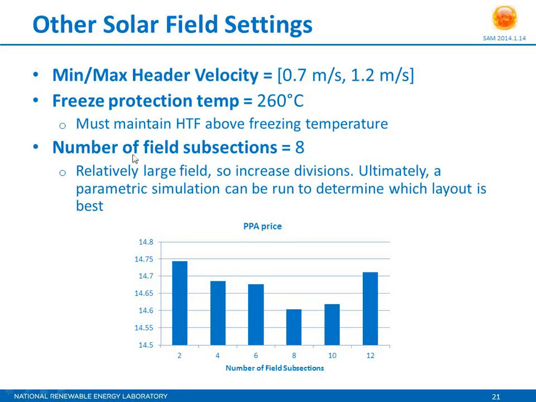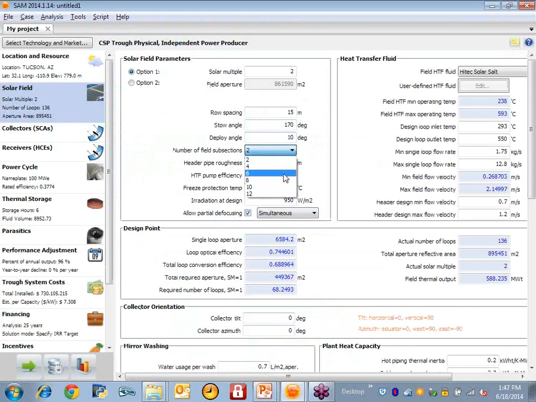One other interesting part of this is how do we lay out the piping? As you do different field sizes and different loop configurations, the optimum number of field subsections, basically how many branches the header does to get out to the individual collectors, will change. So what I've done, after having set this up before, is I went back and ran another optimization and looked at how my electricity price varies with the number of subsections in the field. And it turns out 8's the best here, so we'll just go ahead and use that one.